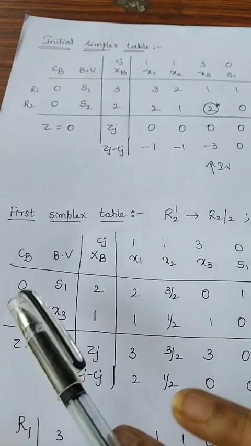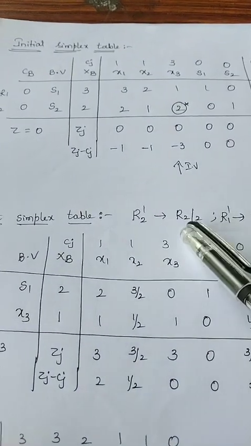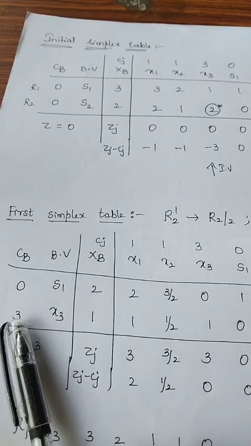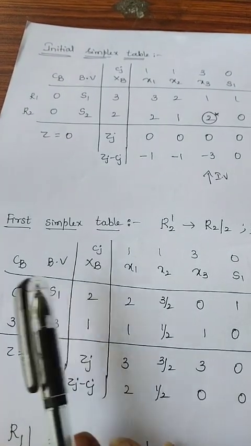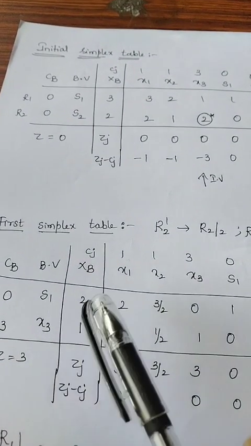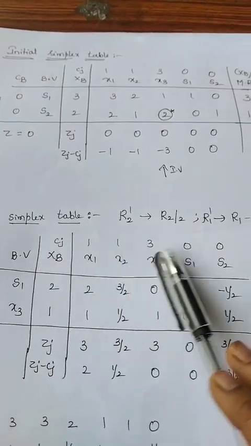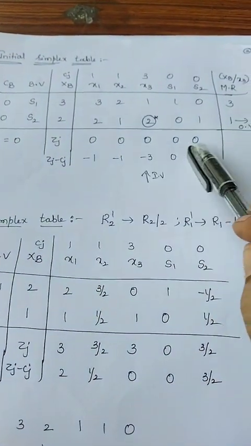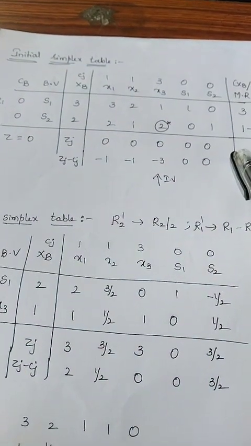x3 coefficient is how much? That is Cj, 3. That you are going to write here. And S1 coefficient is 0 only. Now, the values from xb to S2, all these variables have been changing by using the row operation.